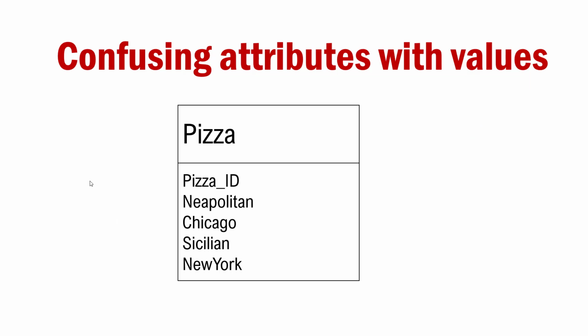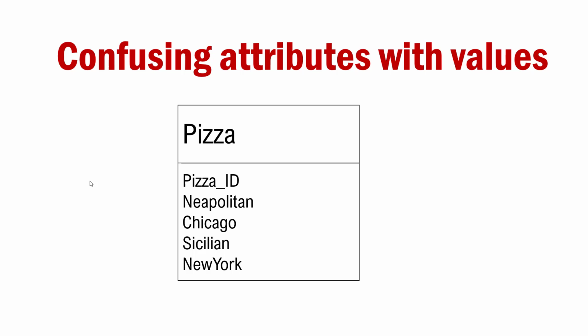Here is another one. And this one happens more often than you would think. Sometimes it's hard to explain to someone who is new to data modeling, but it's so important to understand it and get it right, because when you understand it, you understand data modeling better. So we don't want to confuse attributes with values of attributes.